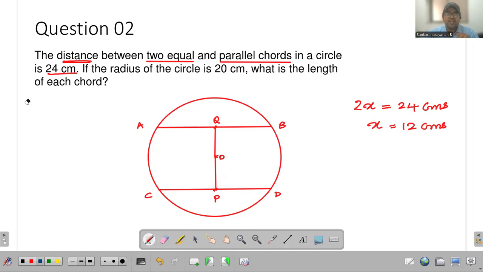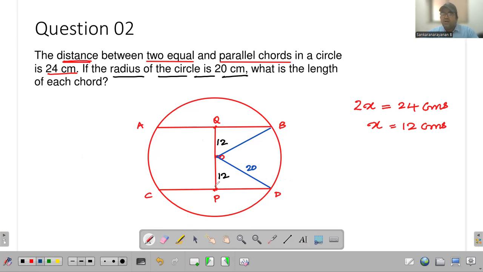So I'm going to mark that here. Please observe, I got this value as 12 centimeters. OQ is 12, and OP is also 12. In the question, it is further given that the radius of the circle is 20 centimeters. So I'm going to consider the radius now. I draw O to B and O to D. The radius is equal to 20 centimeters, so I shall mark that here.